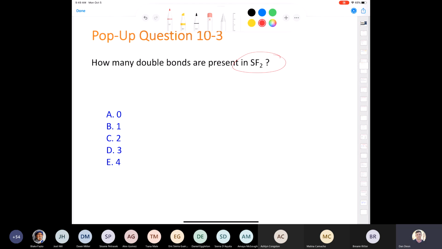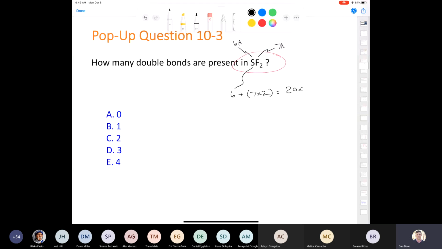Okay, who was it that posted it? Isabel Davis. I like that, Isabel. It looks pretty reasonable to me. Let's see how Isabel got there. Sulfur is in group 6A. It's got a total of 6 valence electrons. Fluorine is in group 7A. It's got 7 valence electrons, but there are 2 fluorines. So that's 14 plus 6 equals 20 valence electrons.